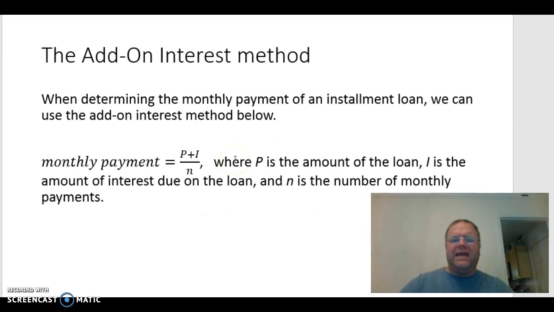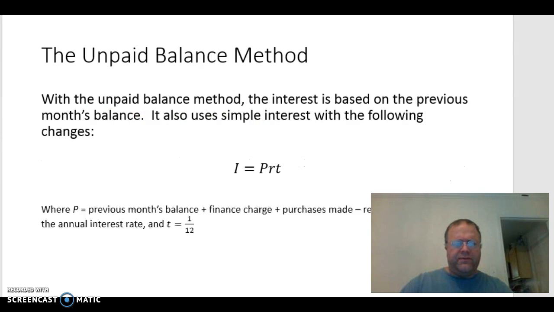So the first thing is called the add-on interest method. This is when you're determining monthly payments of some type of installment loan. Maybe you bought a car, or maybe you bought a boat. Sometimes we can use the add-on interest method. And that is the monthly payment is our principal, or P, is the amount of the loan in this case. I is the amount of interest due on that loan, calculated using the simple interest method. And N is the number of monthly payments. So let's go ahead and go on to the next one, and then we'll look at an example of this.